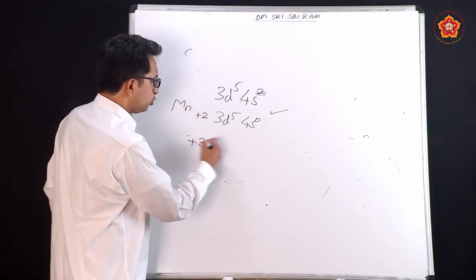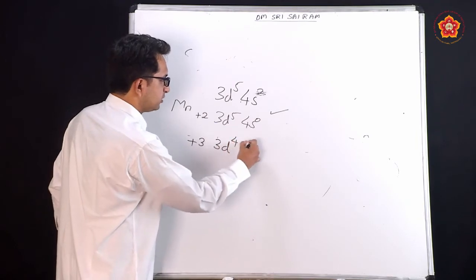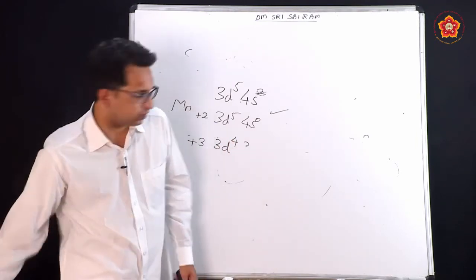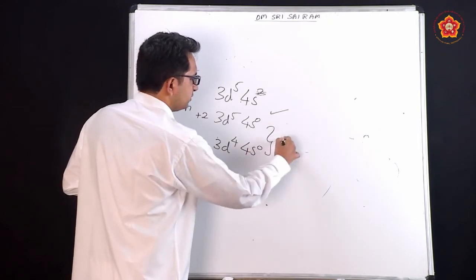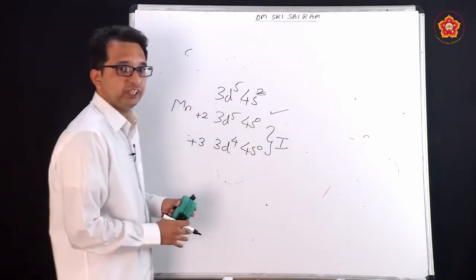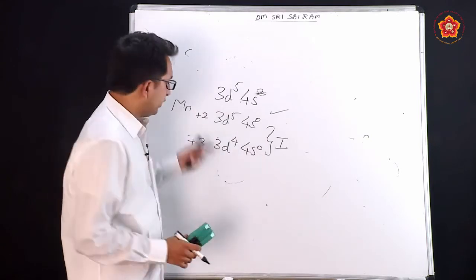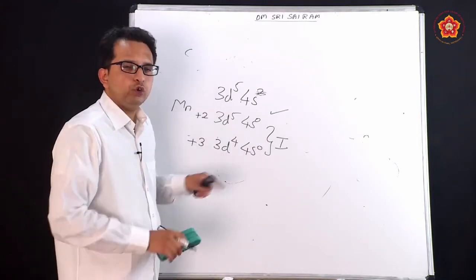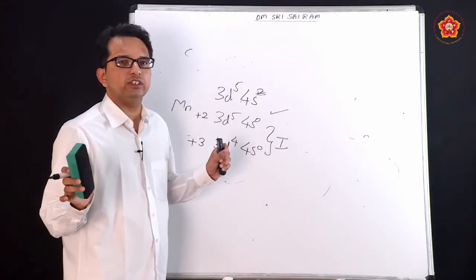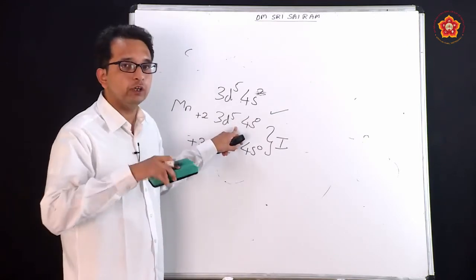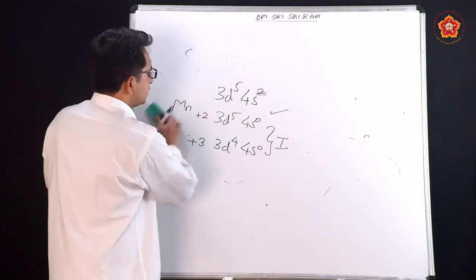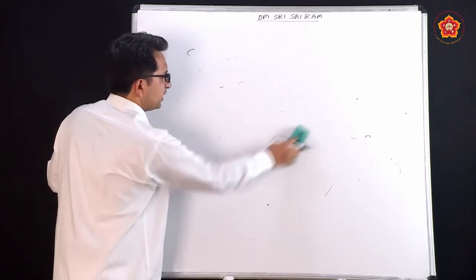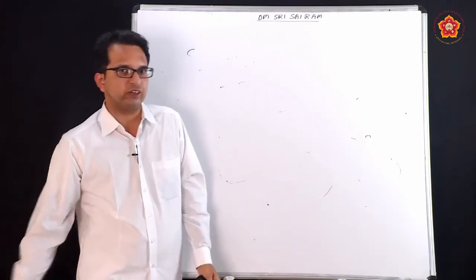But if I have to go to +3 state, this becomes 3d4 4s0, which means that the conversion from this to this is an unstable state, instability. When you go towards instability, you will need very high amount of energy, because it was originally stable, you have to disturb that stability. So, these are certain points about the ionization enthalpy and its application in general sense.